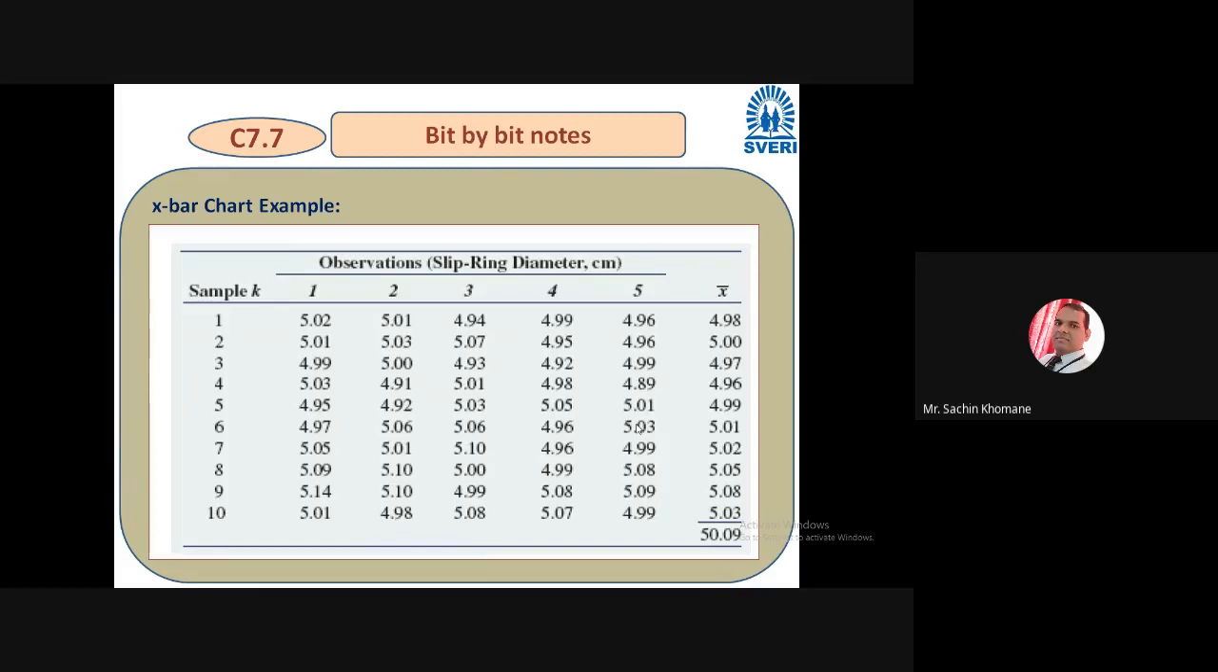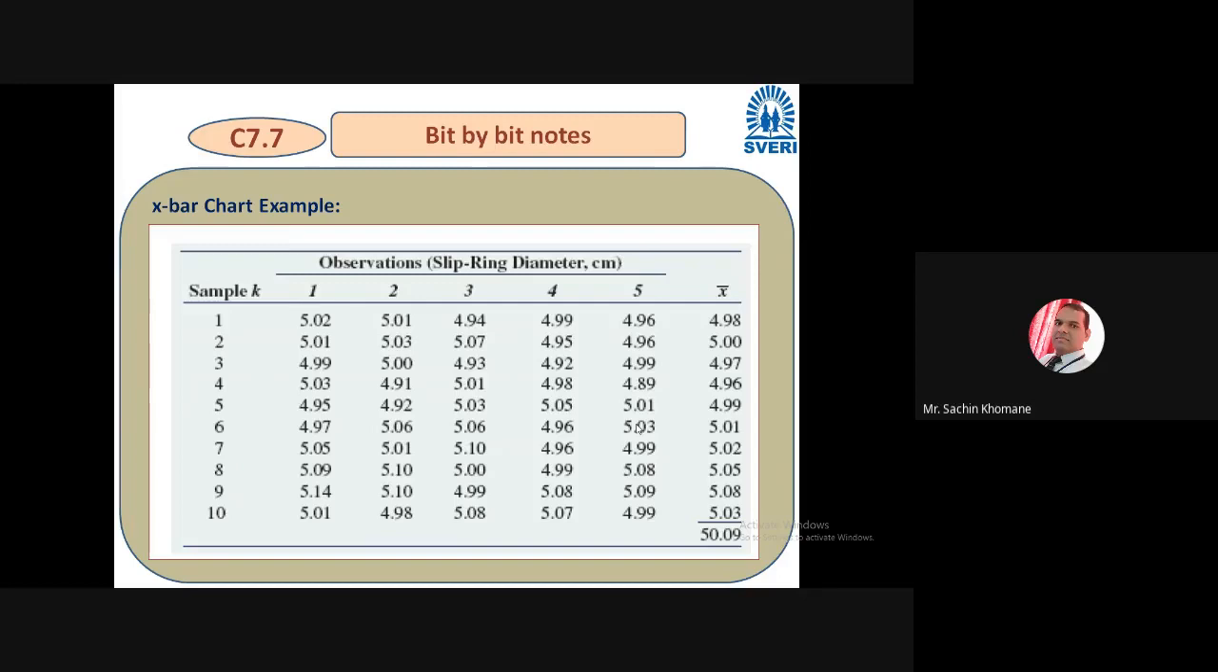Samples we have taken like 1 to 10, with sample dimensions, and we have taken so many samples: first sample, second, third, fourth, fifth. You can see x bar is nothing but the mean. If you take the arithmetic mean of all five readings, then x bar can be calculated. In this way people gather the data for the x bar chart.